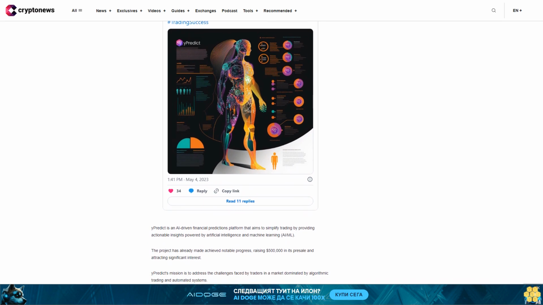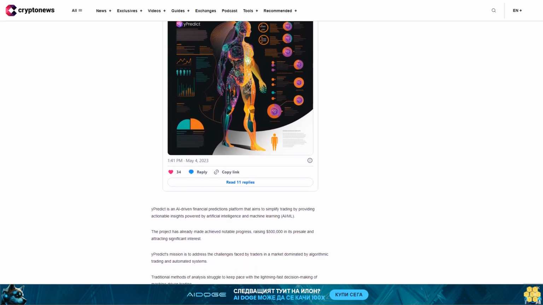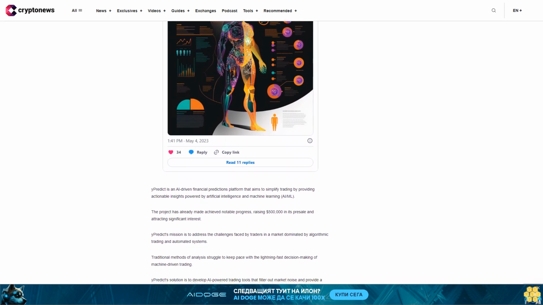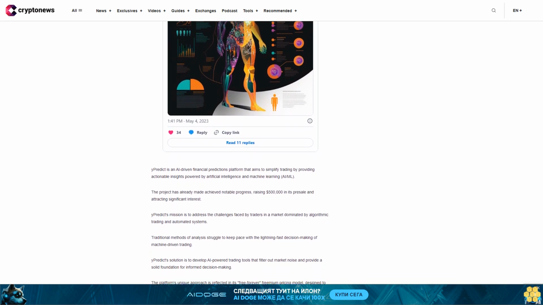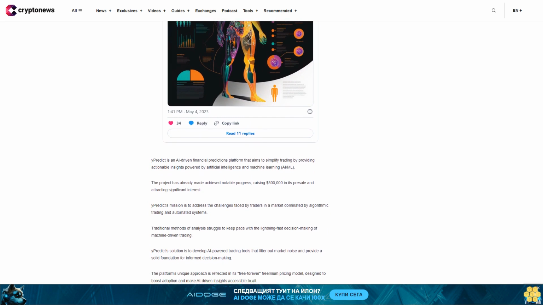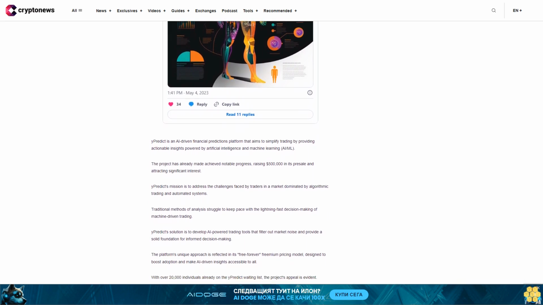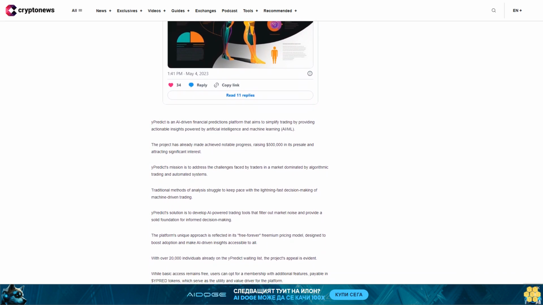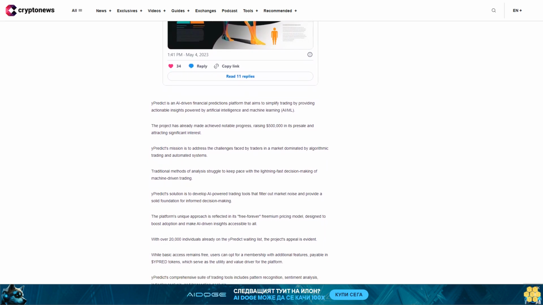YPredict's comprehensive suite of trading tools includes pattern recognition, sentiment analysis, indicator analysis, and transaction analysis. These features will enable traders to detect chart patterns, gauge market sentiment, test technical indicators, and analyze transactional data for valuable insights. The platform also offers opportunities for AI developers and data scientists to monetize their predictive models and analyses. By selling their models on YPredict's marketplace, developers can earn passive income in the form of dollar IPRED tokens.